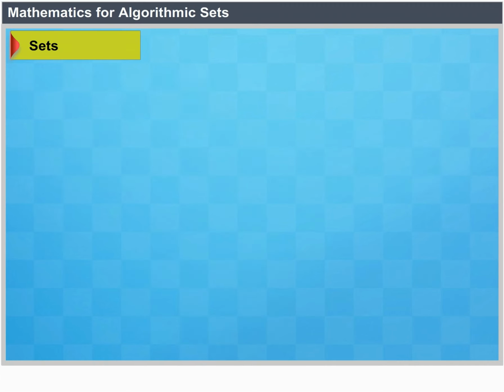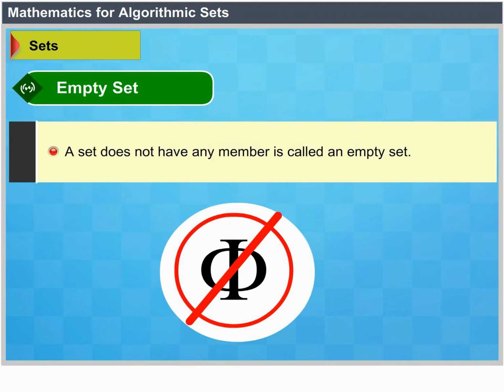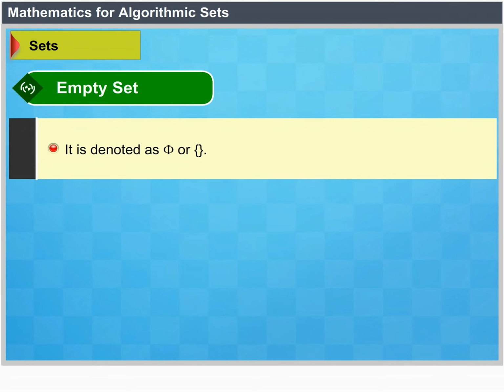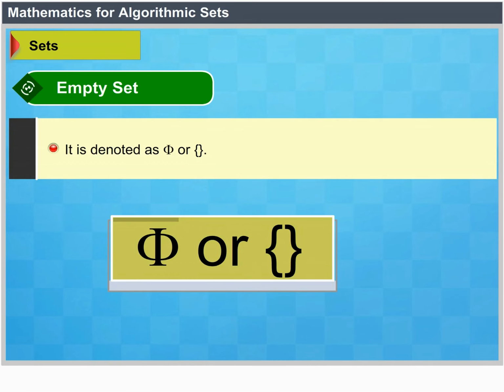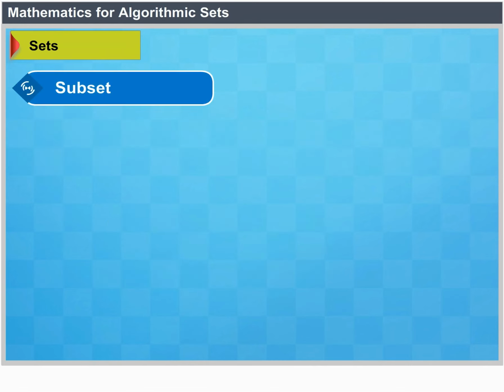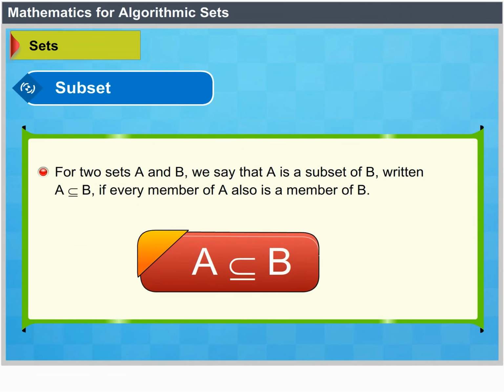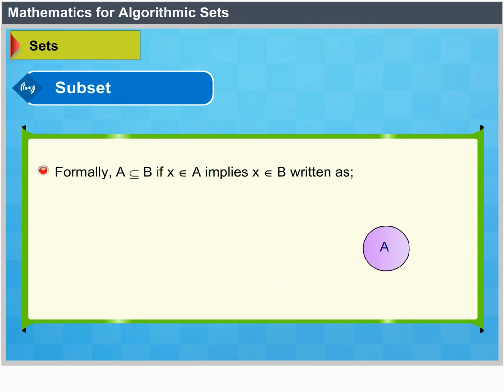Empty set. A set that does not have any members is called an empty set. It is denoted as phi or the set symbols without any members. Subset. For two sets A and B, we say that A is a subset of B, written like this, if every member of A also is a member of B. Formally, A is a subset of B if x belongs to A implies x belongs to B, written as shown.